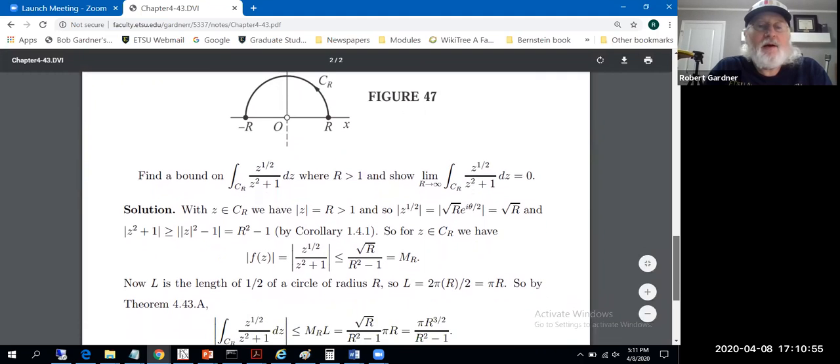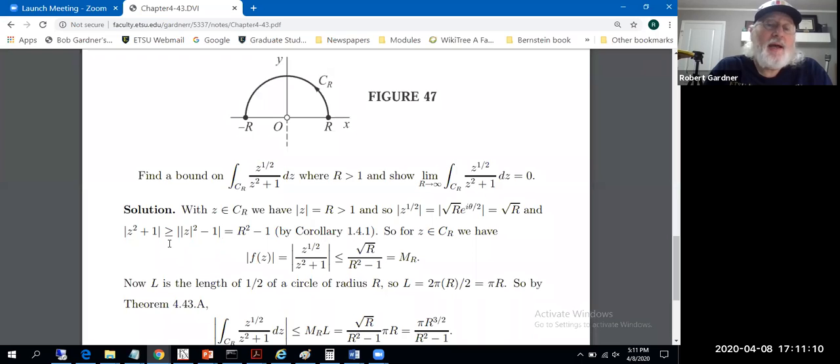Okay. Now about the denominator, z squared plus 1, similar to the previous example. We'll use corollary 1.4.1, which says z squared plus 1 in modulus is greater than or equal to the absolute value of the modulus of z squared minus 1. Modulus of z is r. So that'll give us r squared minus 1, knowing r is greater than 1. That tells you I can drop the absolute values because r squared minus 1 is then positive.